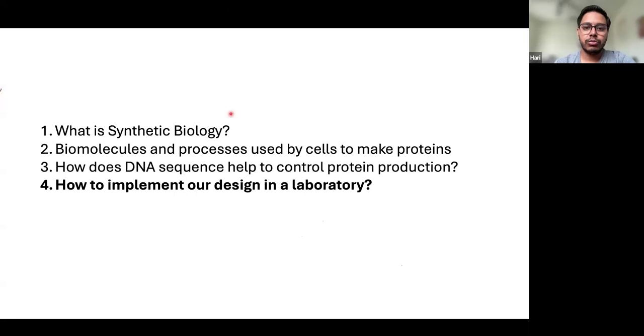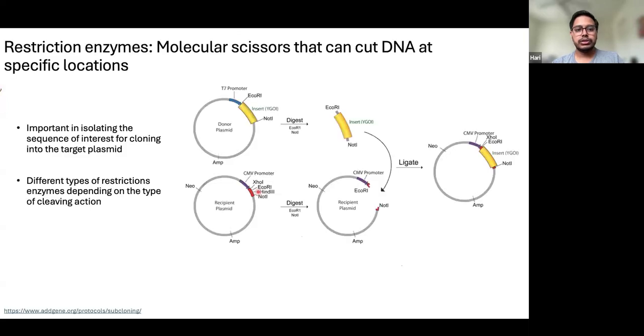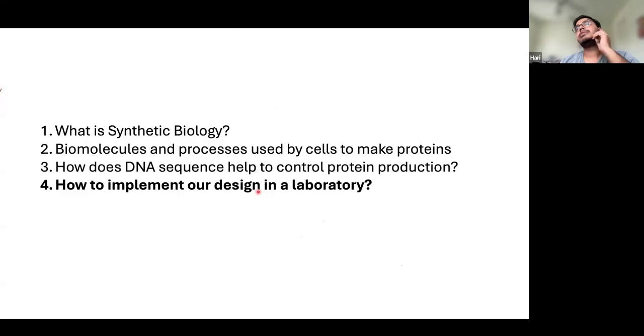Okay, so moving on to how to implement these designs in a lab. The first tool that most processes use is restriction enzymes. I'll start off with a story. Let's say I have a particular gene of interest which I want to insert in a plasmid and express in E. coli. So how do we go about that particular process?